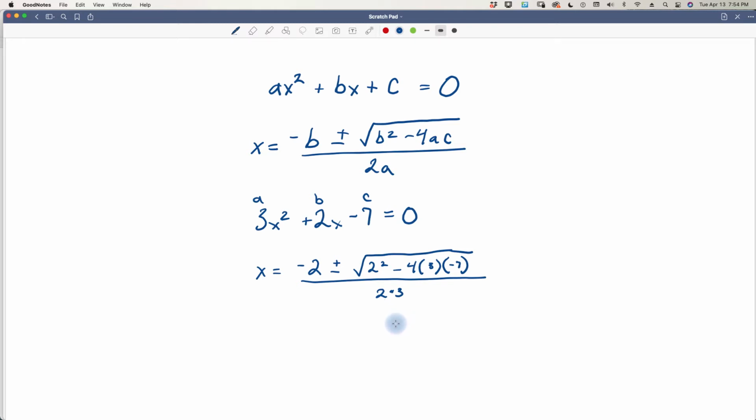So let's do that. We have x equals negative 2 plus or minus the square root of, this is going to be 4 minus, and we have 4 times 3 is 12. 12 times a negative 7 is going to give us a negative 84. Minus negative 84 means to plus an 84, because that is the opposite, all over 6.